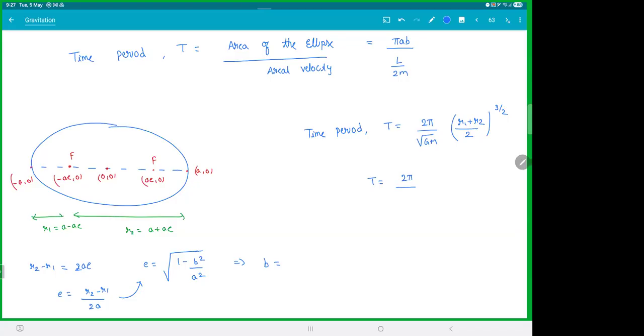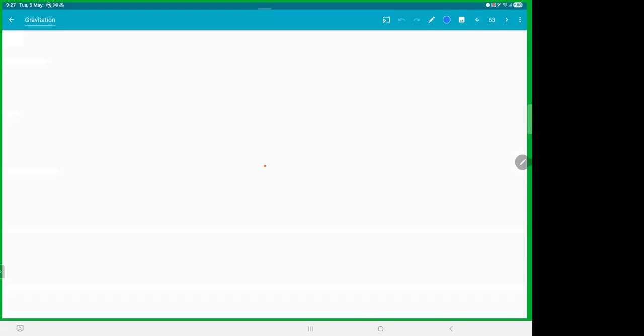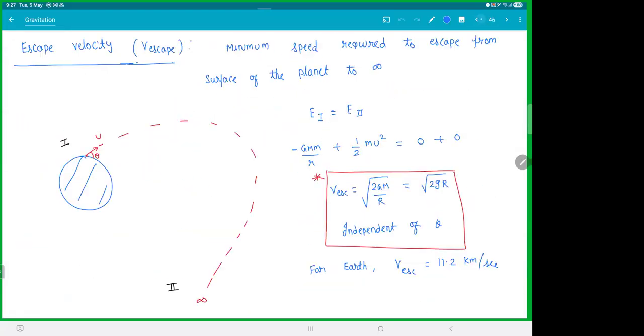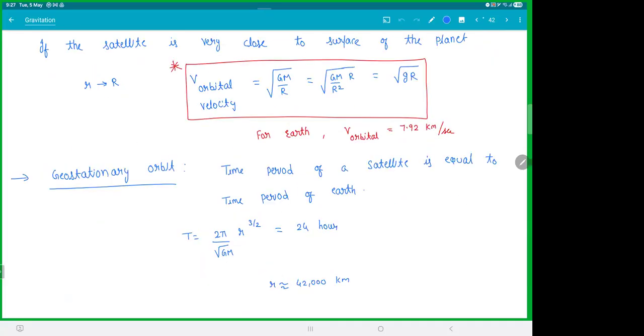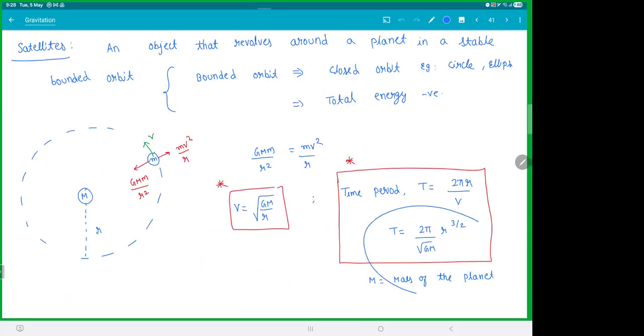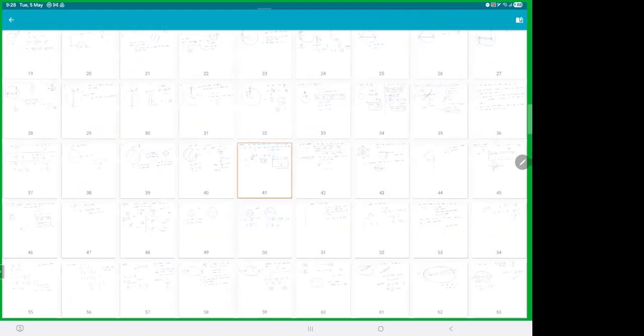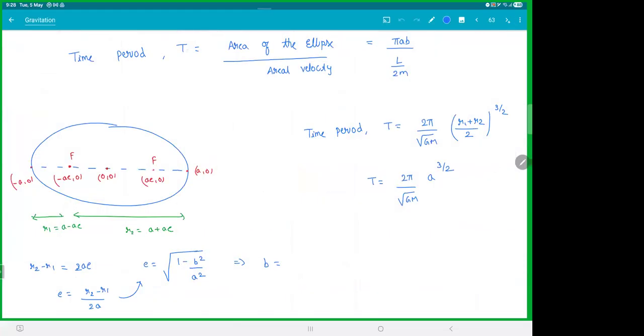If you look at this, it looks exactly like the circular motion formula. Look at this, 2 pi root GM R power 3 by 2. But there R was the radius of the circle. Here A is the semi-major axis. So basically, wherever there is a circular formula, you will notice that R is getting replaced with the semi-major axis, and everything starts looking the same. So here A is your semi-major axis.